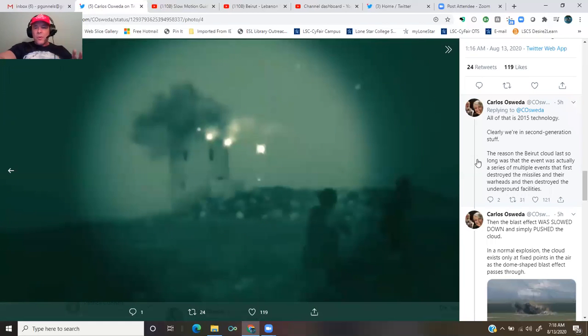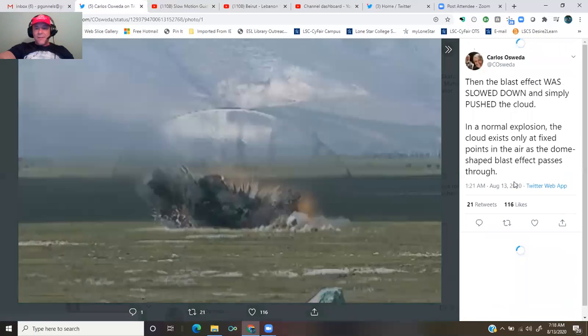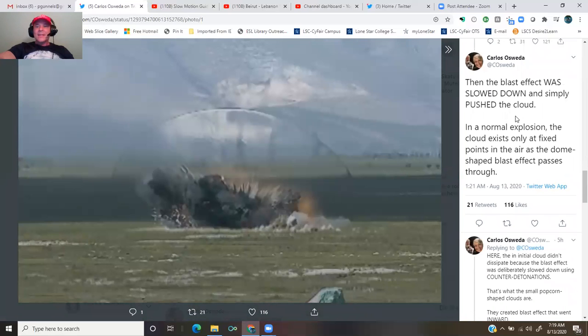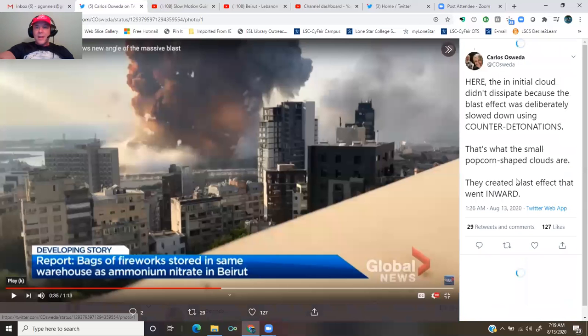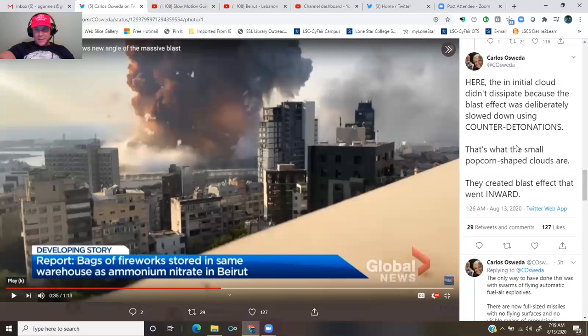The reason the Beirut cloud lasts so long was that the event was actually a series of multiple events that first destroyed the missiles and their warheads and then destroyed the underground facilities. Then the blast effect was slowed down and simply pushed the cloud. In a normal explosion, the cloud exists only at fixed points in the air as the dome-shaped blast effect passes through. Here, the initial cloud didn't dissipate because the blast effect was deliberately slowed down using counter detonations.